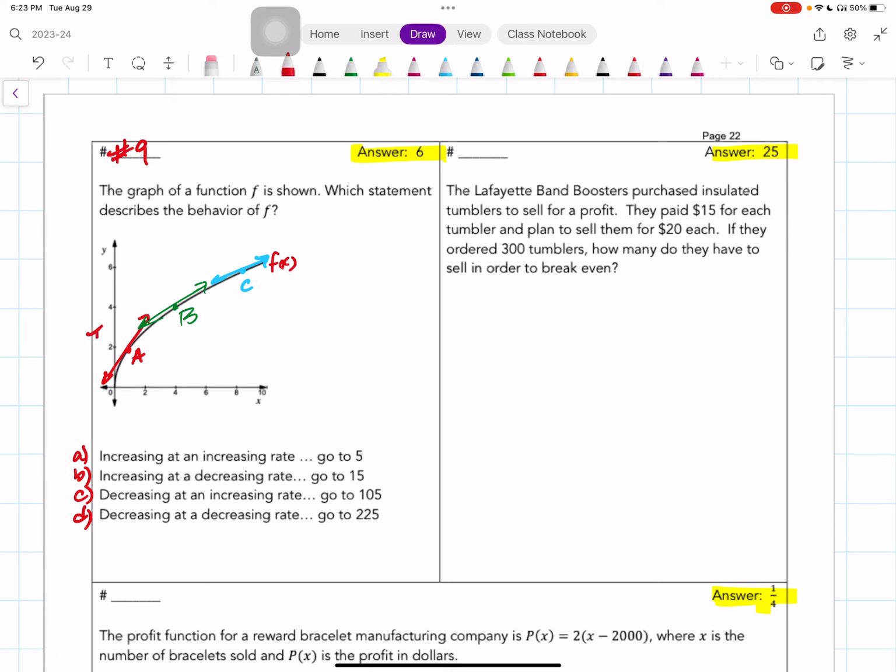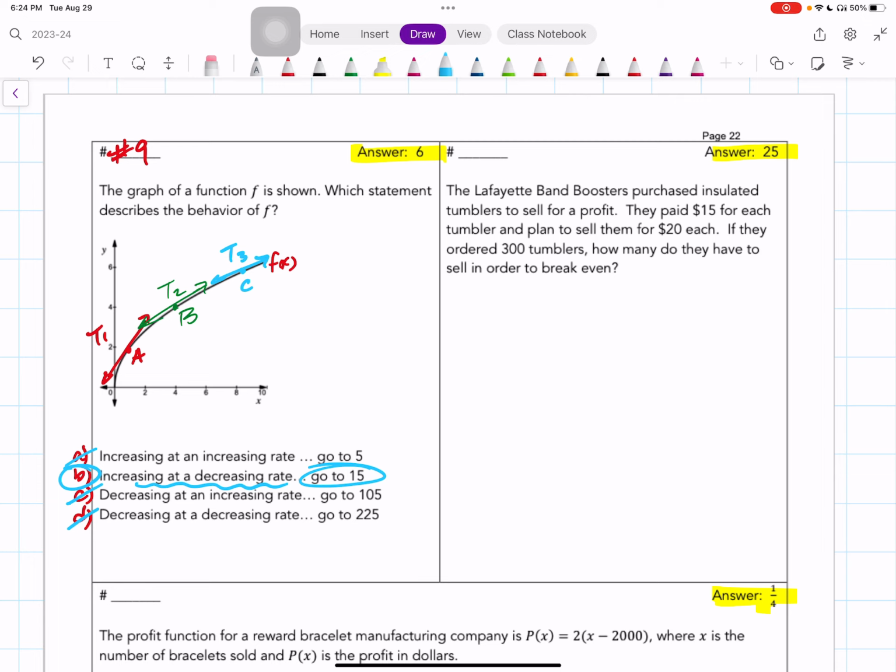So the first tangent line T1 versus the second one T2 versus the third one T3, you could tell the slope is decreasing. It starts off at a big positive and then not so steep and then not so steep. So it's an increasing function, but because it's getting more shallow or flatter, it's increasing but at a decreasing rate. Hopefully that makes sense. So these don't apply, and it's going to be this one here. Increasing at a decreasing rate, because the function's increasing, but the slope of the tangent lines is getting flatter. So what we want to do is go to 15.